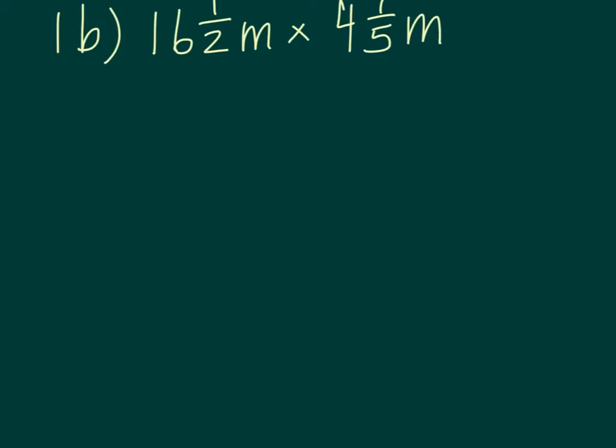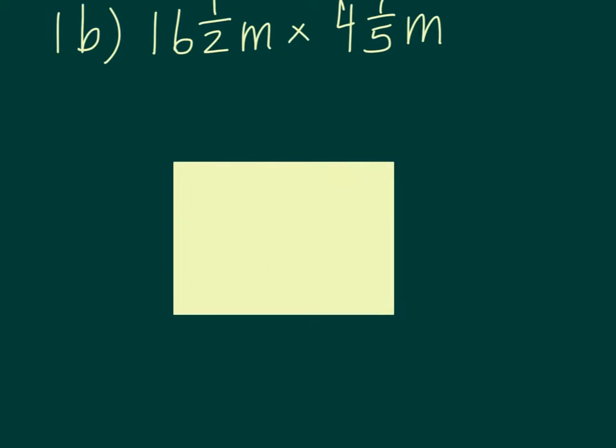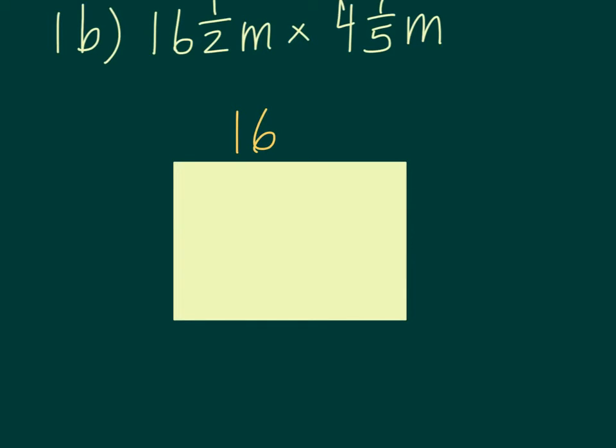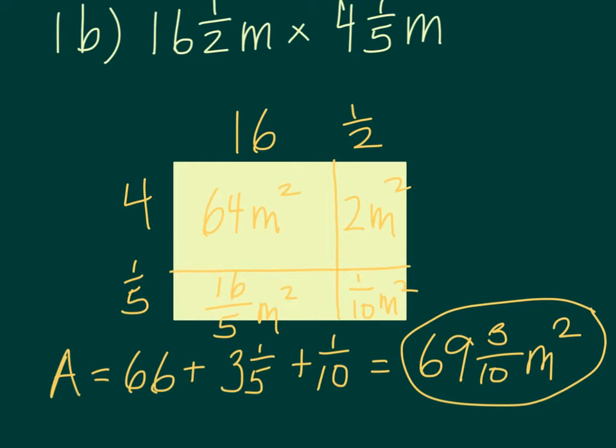A more effective strategy would probably be using the area model. So I'm going to draw out my rectangle. And I'm going to split up my 16.5 and my 4 and my 1/5. Pause the video and check your answers to find the total area of 1B. The answer for 1B would be 69 3/10 meters squared.